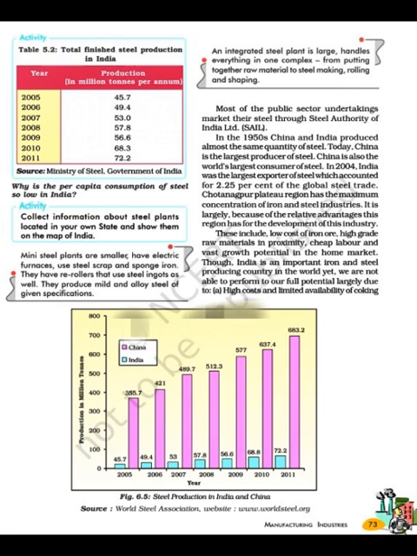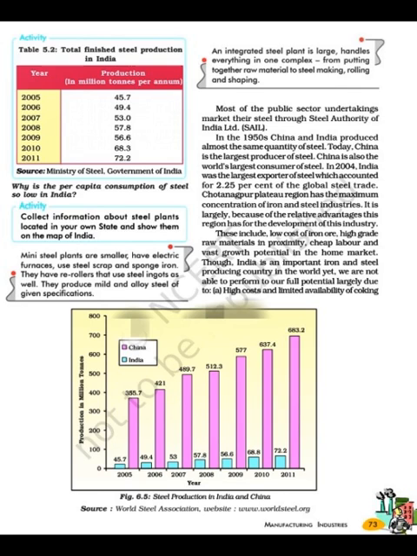So location, if we talk about location, mostly the iron and steel industry is located in Chota Nagpur region. Reasons, what are the reasons? The low cost of iron ore, okay. Then high grade raw material is available in the proximity. Cheap labor is also available. So these are some of the reasons why the industry is located in Chota Nagpur region.